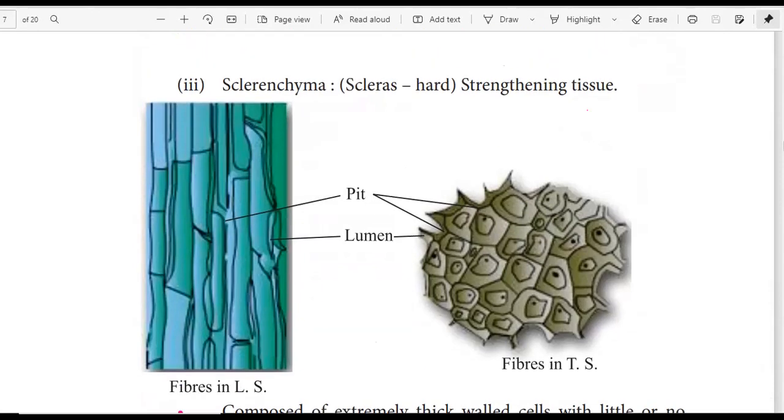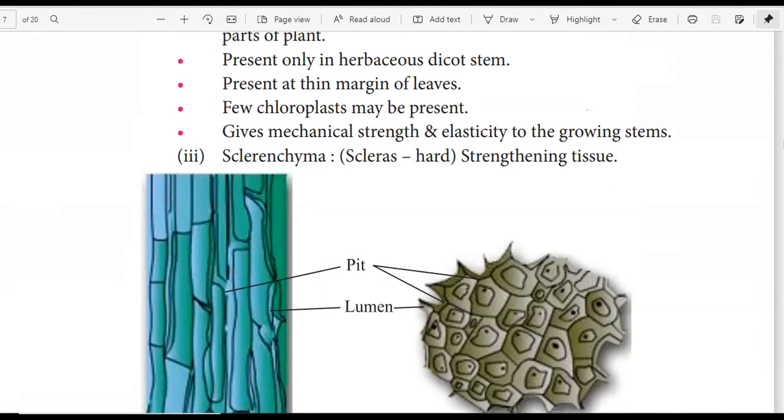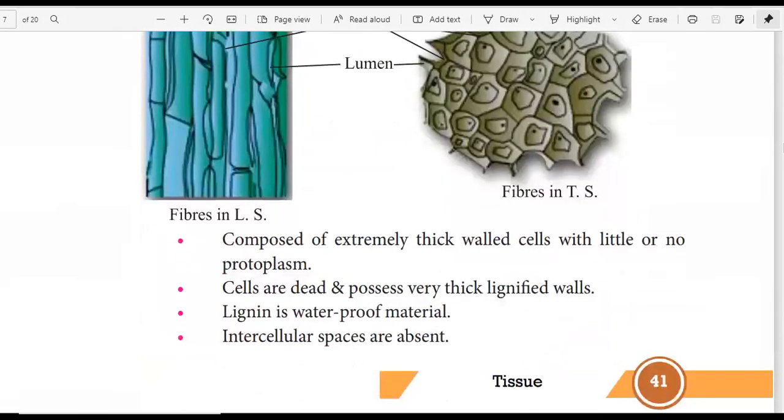These are not the parenchyma tissues, which are living; here these are the dead cells. So we can say that an extremely thick cell wall is present between them. Actually, they are the complete cell wall, meaning there is cell wall and nothing else. They have such a thick cell wall that inside the cell there is nothing other than the cell wall.